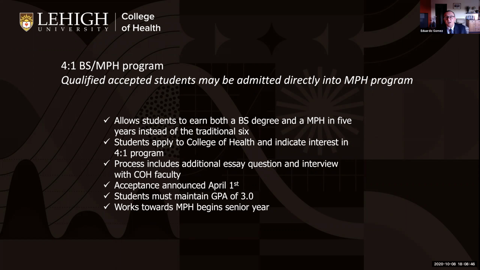Students apply to the College of Health and indicate an interest in this 4-1 program. The process includes an essay question and an interview with one of our faculty in the College of Health. The acceptance into this program is announced on April 1st, and once you're admitted, students have to maintain a GPA of 3.0. And work towards your MPH begins in your senior year.